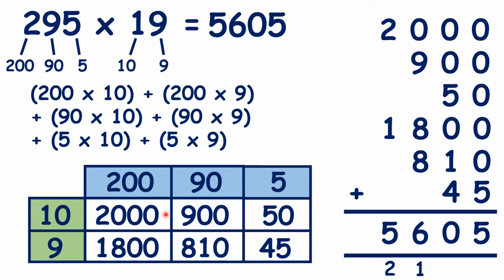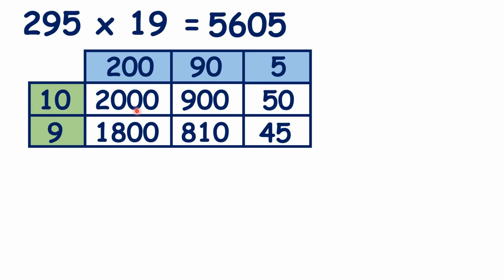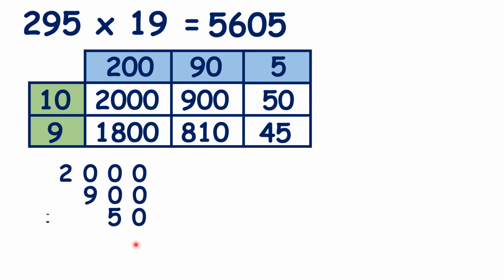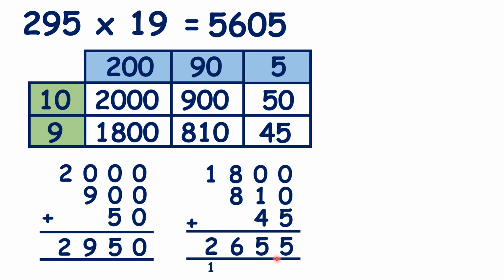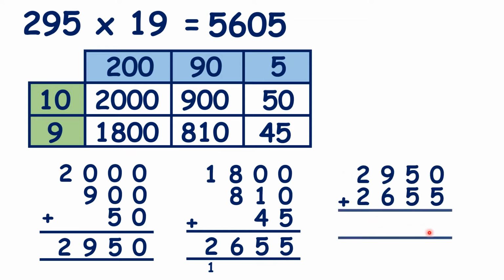But rather than adding up all numbers separately, we could add up the 2 rows separately and then add those 2 totals together. So in this first row, we have 2950 altogether, and in this row we have 1800, 810 and 45. So we have 2655 in this second row. So then we can add the totals of our first and second row together, and that gives us the answer to the question.